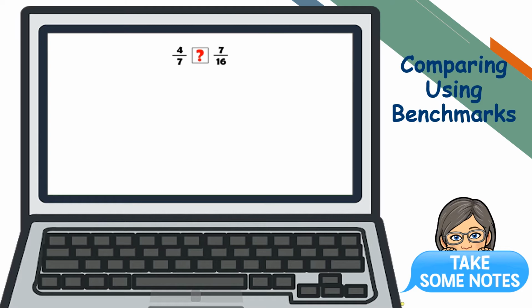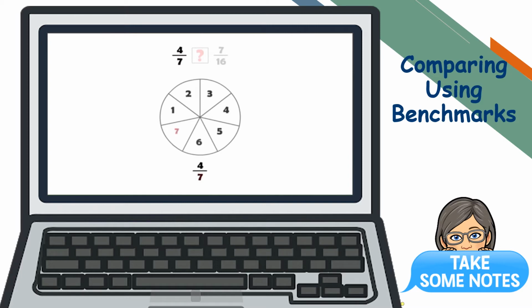First, let's look at the fraction 4/7. Notice that in 4/7, the whole consists of 7 equal parts, and we have 4 of those parts. Now, compare this fraction with 1/2. Is it larger than 1/2? Yes, 4/7 is larger than 1/2.